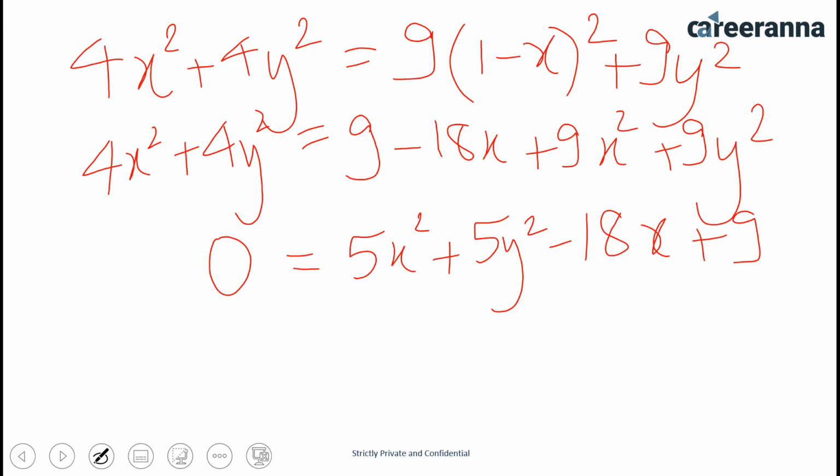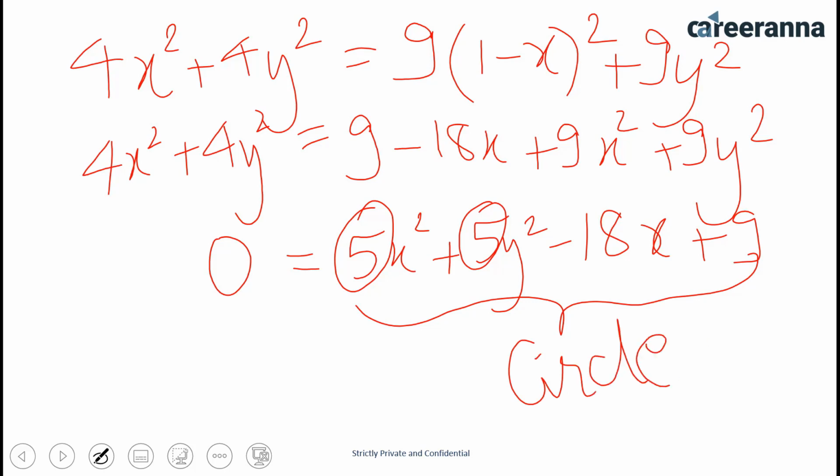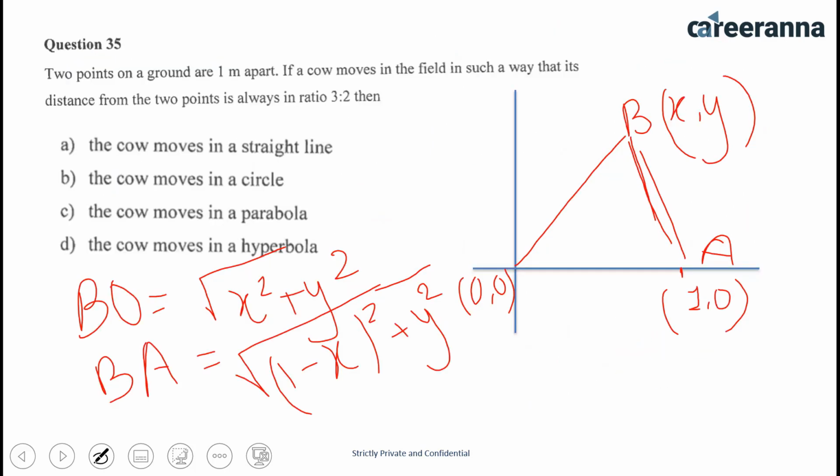Now we need to remember, whenever the coefficients of x square and y square are the same, then that particular equation is always of a circle. So I can say that this equation is of a circle. Hence the cow moves in a circular path, that is option B.